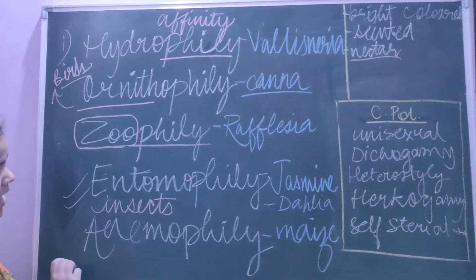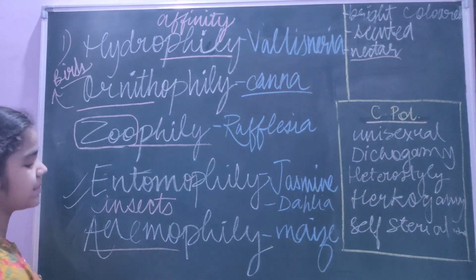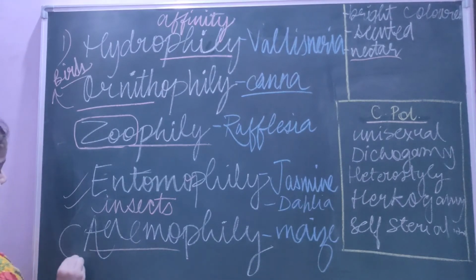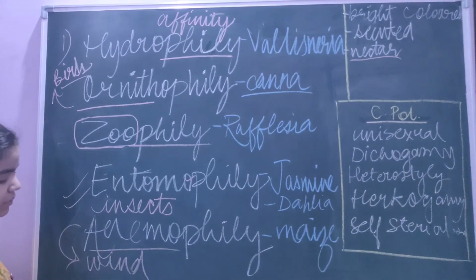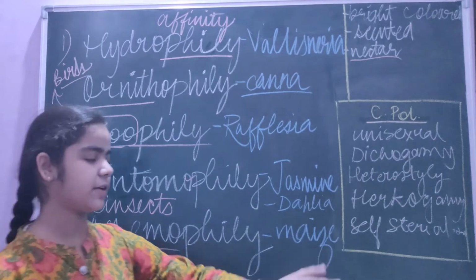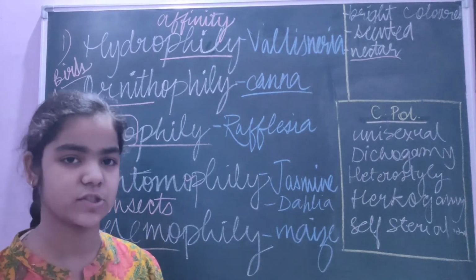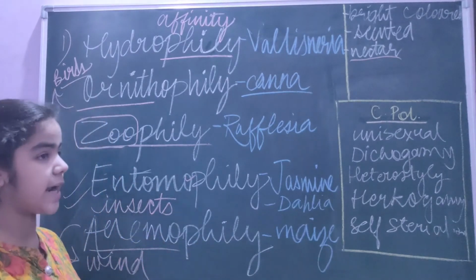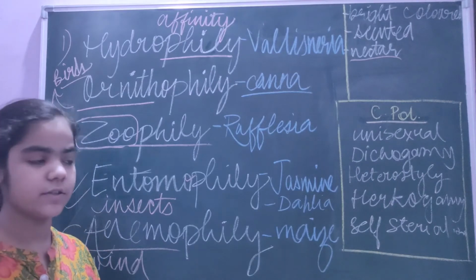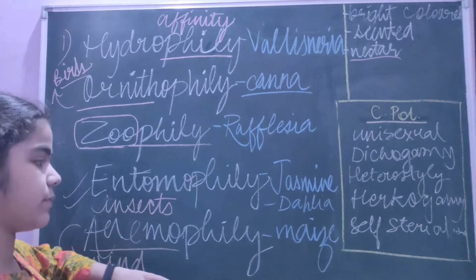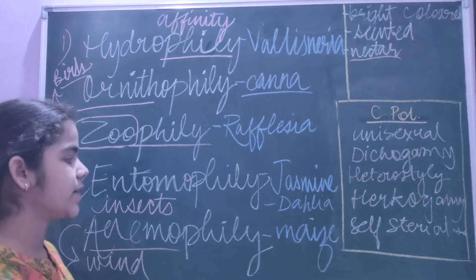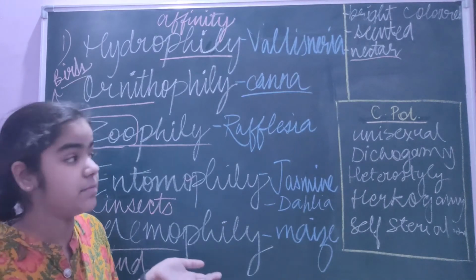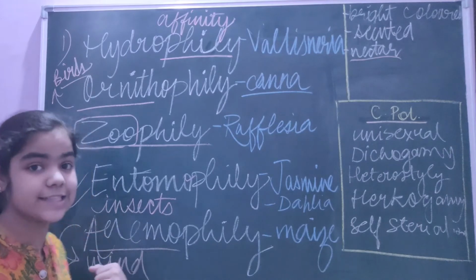The last type is anemophily. Anemo simply means the wind. Just take the example of maize. Maize is a small flower, it does not need to be colorful or brightly colored. These flowers are actually dull green. The types of flowers in which anemophily occurs are dull green, and they do not require any kind of scent, because scent is for attracting the insects and the birds.